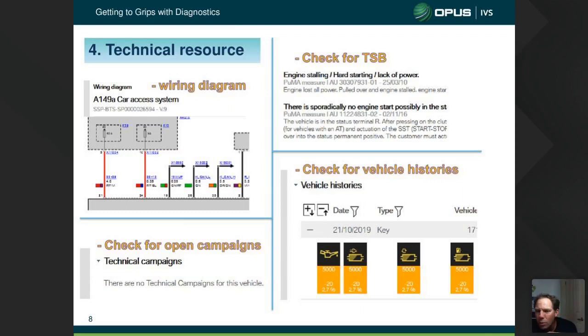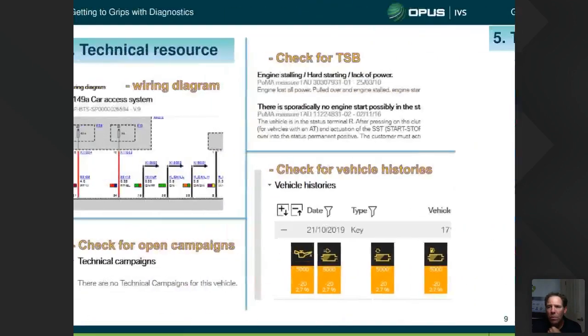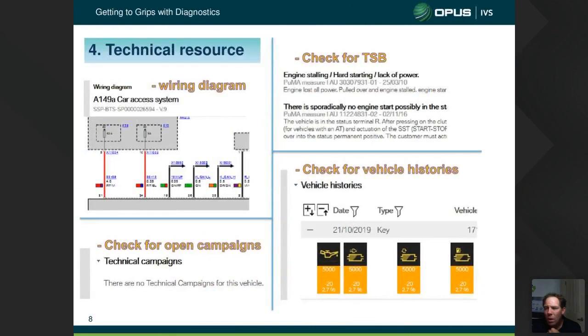Engine lost power, pulled over. Check vehicle histories, we've been through that. And we've had a bit of a look, there's no actual open campaigns. And open campaigns could be vehicle recalls or service campaigns where the vehicle does need to go back to the dealer. Just get to my next slide here. So I believe, what we can't actually see here, I don't believe that's been pasted in here properly.